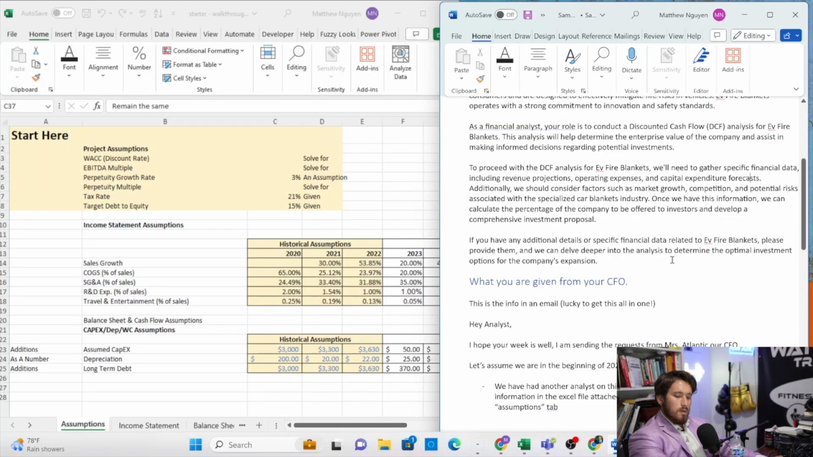All right, a whole bunch of mumbo jumbo. In totality, what we need to do is a free cash flow forecast and get our discounted cash flow, and we'll do a valuation on the EBITDA multiple method, and then we'll do the perpetuity growth method. So we got an email from our CFO.